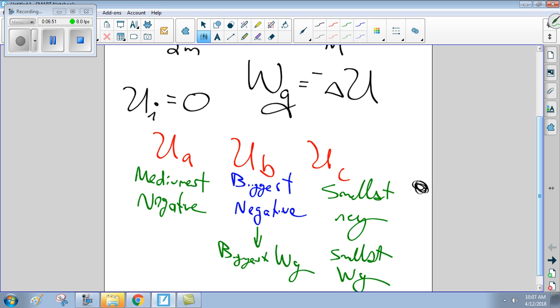Everybody's happy? Is anybody lying about their state of happiness? Yes, talk to me. Just clarification. The change, so for B being the biggest negative, that's the biggest negative change in potential energy. But the biggest positive work. Exactly, that's exactly correct. Good? Yeah. I know, it's confusing. All right, so everybody's happy, yes? Awesome.